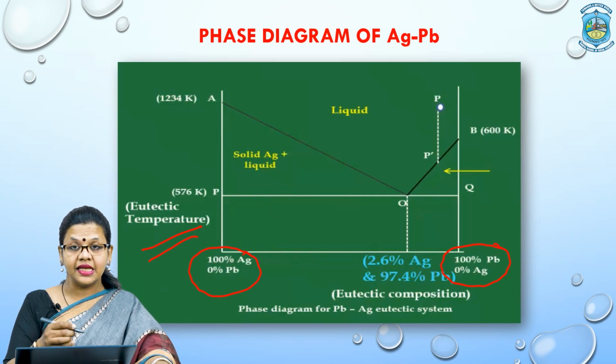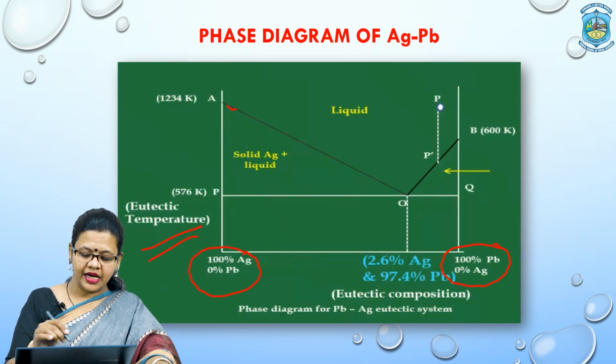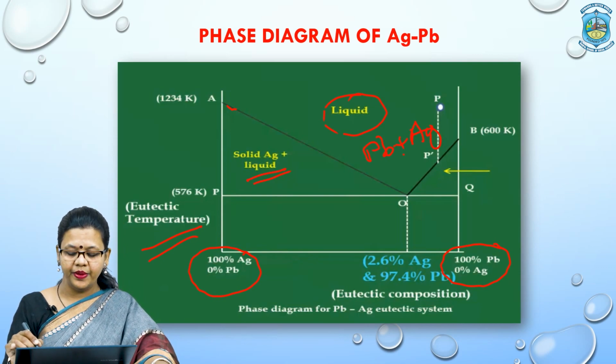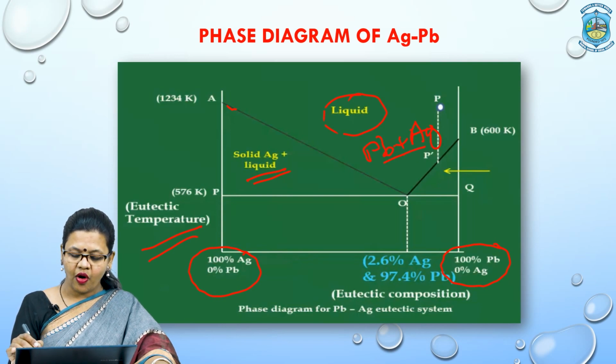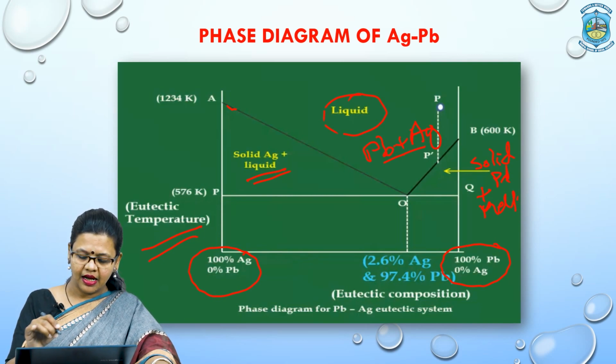Now, if we want to understand this graph, we can see the line AO. This line AO demarcates the two conditions where the liquid, which is the melt of silver and lead together, is separated from the melt along with solid silver, whereas the line OB separates this liquid from the solid lead and the melt of the two liquids. So, these two lines are separating the two components from each other.